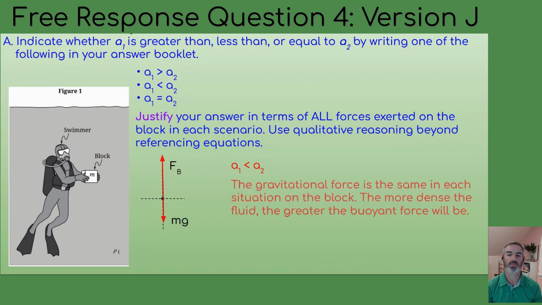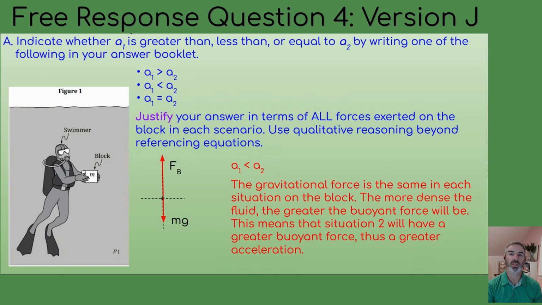The reason for that is because the gravitational force is the same in each of the situations because it's the same block. Now, the more dense the fluid, the greater the buoyant force. And the greater the buoyant force means that you have a bigger net force, which means that in situation 2, you're going to have a greater buoyant force because the density of the fluid is greater, thus a greater acceleration.